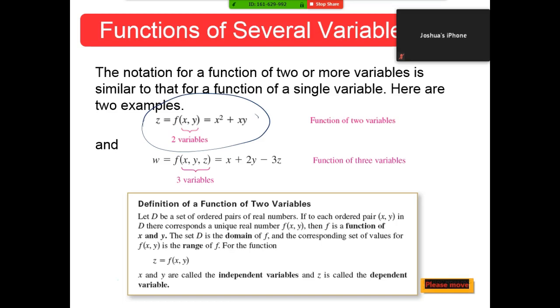For the function z equals f of x, y, x and y are called the independent variables. Both of them being independent, z is called the dependent variable. There can only be one z for any unique combination of x and y. Okay? If x, y was 3, 2, then there's only one z that corresponds to that. There could be a different z for 2, 3, but that's all right. That's a different ordered pair than 3, 2.